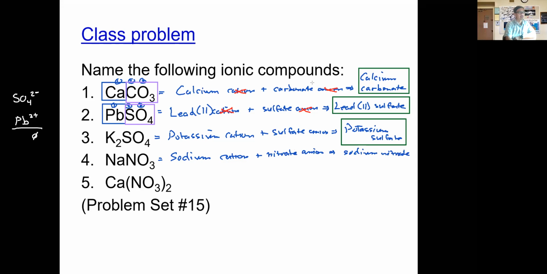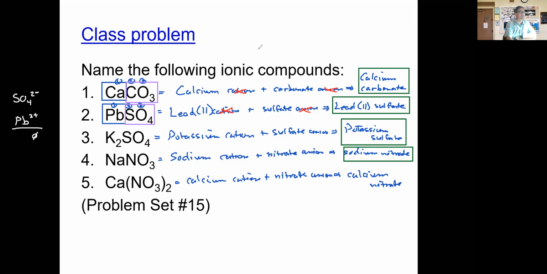All right, looking at the last one, let's work through that one. Again, not binary. It's a non-binary compound, a metal and a non-metal. The metal here is calcium, so it's the calcium cation. Whatever's left over, NO3, same thing again, is the nitrate anion. Dropping the term cation and the term anion, the name of the compound is calcium nitrate.